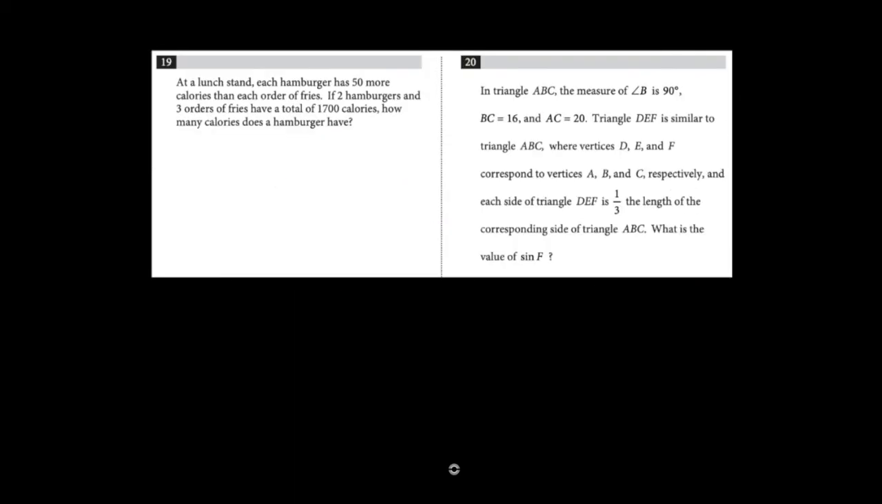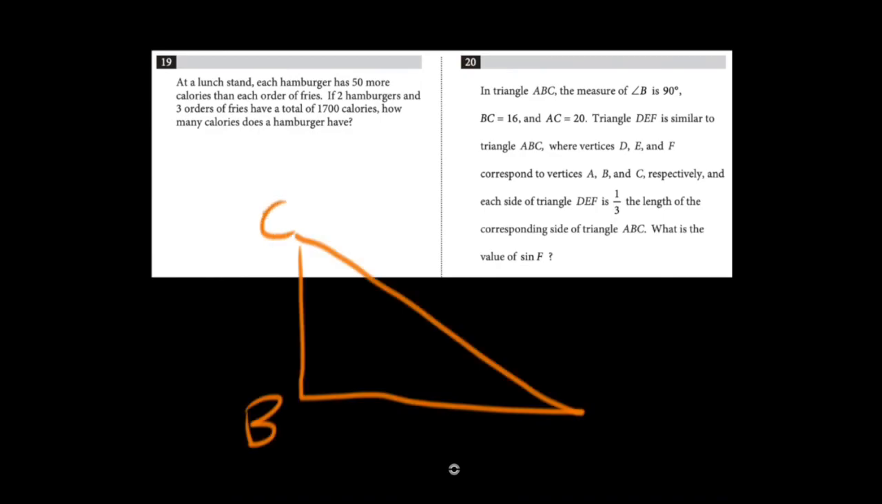So our final question is a geometry question. In triangle ABC, the measure of B is 90, BC is 16, AC is 20. Let's go ahead and draw this out. We know it's a right triangle because one of the angles is 90 degrees. So this one is C. We're going to call BC is equal to 16 and AC is equal to 20.